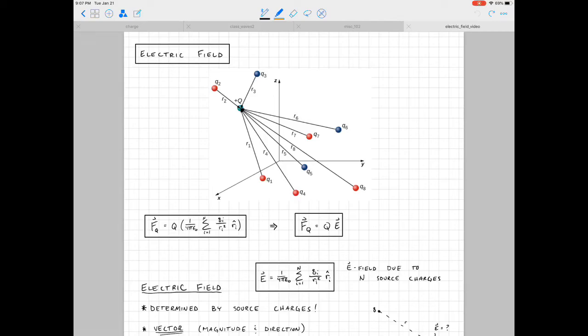All right, we're going to talk about the electric field. And to do that, we are going to start with the example that we were looking at for the Coulomb force law, the force due to multiple source charges. So, to remind you, we have 8 source charges here. Let me just highlight all of them. So I've got 8 source charges.